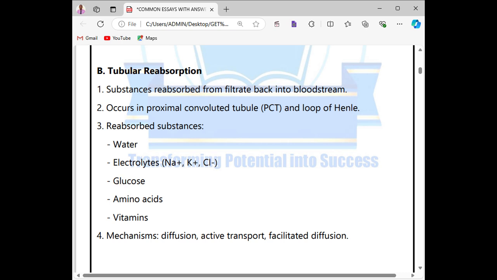You also have amino acids. Among the electrolytes, you have sodium, potassium, and calcium, which I have not added here on the slides, and also bicarbonate, including chloride. In the loop of Henle, sodium and chloride are the major components which are reabsorbed there.